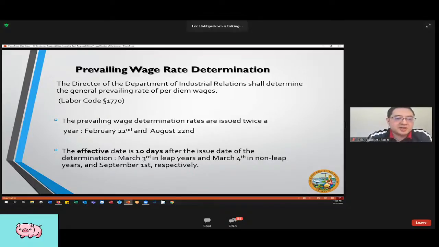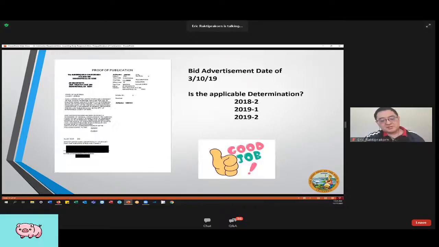So what we have here is a general discussion of the prevailing wage determination. The director of the Department of Industrial Relations determines the general prevailing rate for wages. These determinations are published twice a year, February 22nd and August 22nd, by the Office of Policy, Research, and Legislation. It takes 10 days for them to be effective after the issue dates of the determination. So we're talking about March 3rd for leap years, March 4th for non-leap years for anything published on February 22nd, and September 1st for anything published on August 22nd. So we can move on to the next slide.